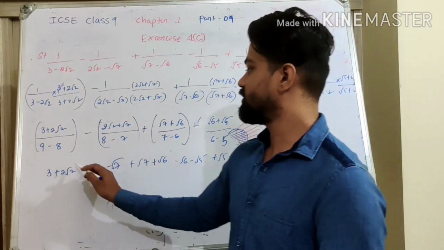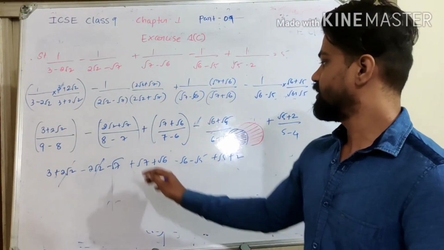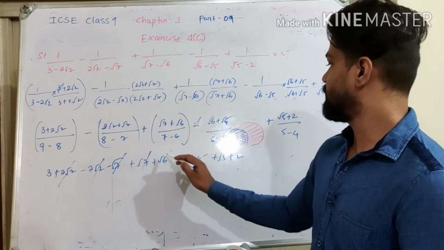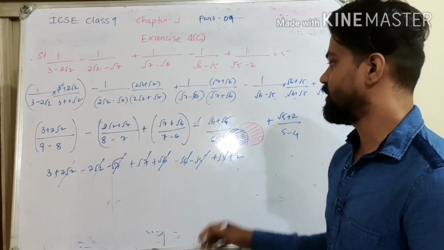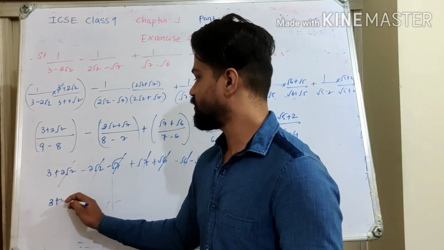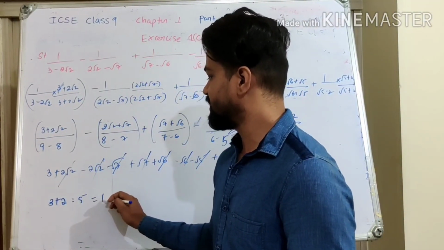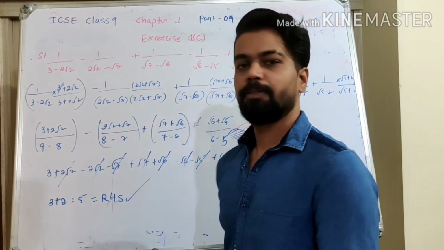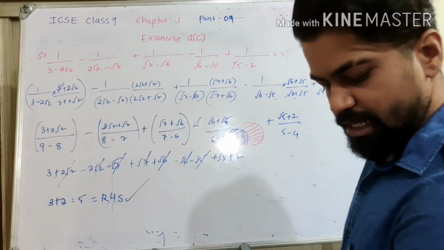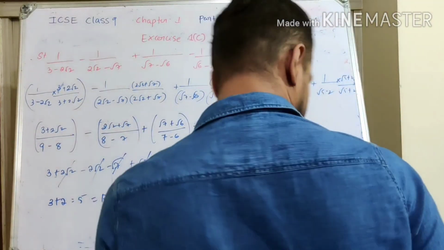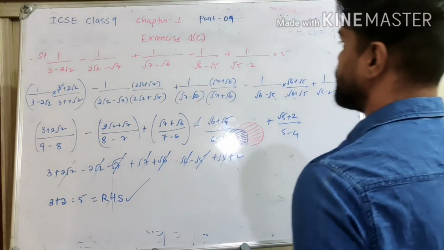So what will cancel is 2 root 2, 2 root 2 cancels, this will cancel, root 7 will cancel and root 5 will cancel. We end up with 3 plus 2, that is equal to 5, which is nothing but RHS. That is the answer. Okay. So the last question, that is question number 12.